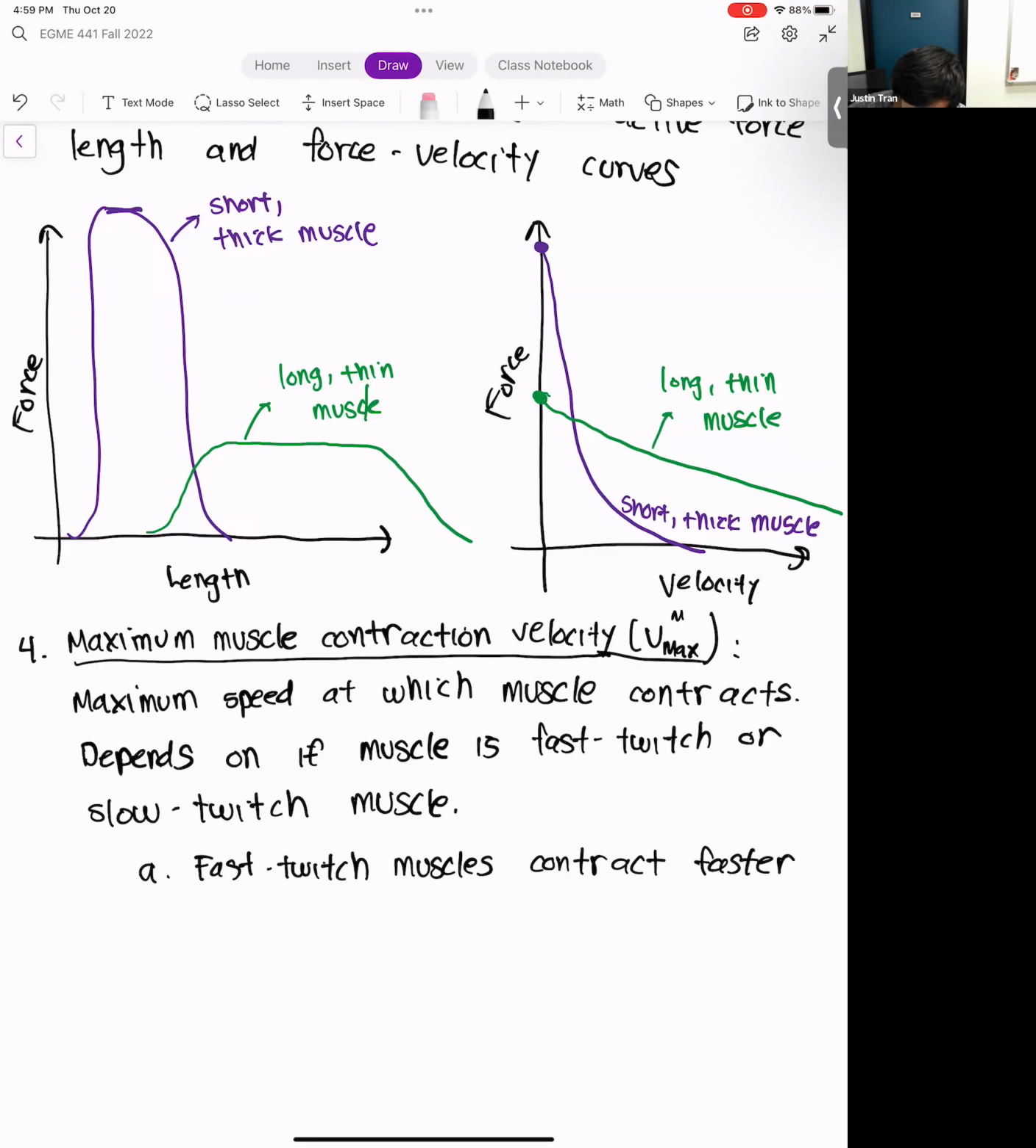But the downsides to fast twitch muscles is that they fatigue a lot faster. And so if you have a lot of fast twitch muscles in your body, they can give you huge bursts of power, huge bursts of speed, but they're going to get tired a lot more quickly.